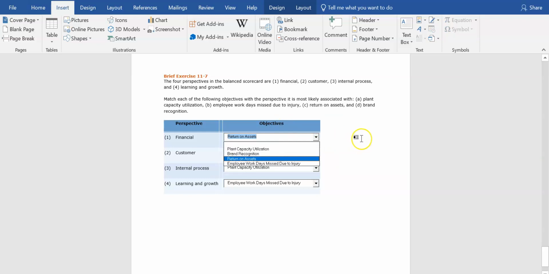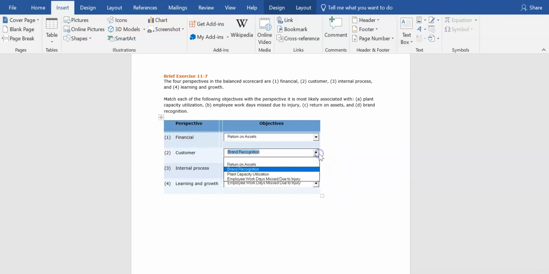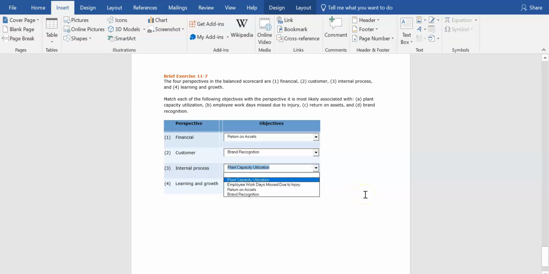Okay, so if we have an objective to evaluate from the perspective of financial, out of these, the return on assets is going to be the way we would evaluate financial success. How about evaluating success from the customer standpoint? Out of these, we would probably focus on brand recognition. How well is our brand recognized from the customer perspective? Internal process. How effective were we from an internal process viewpoint? How well did we utilize our plant capacity? Okay, that's going to help us evaluate how well our internal processes are working.